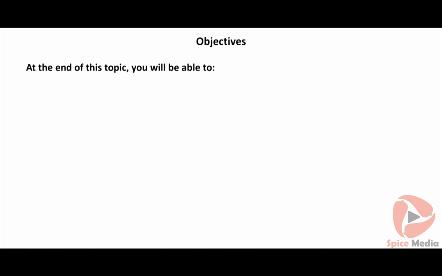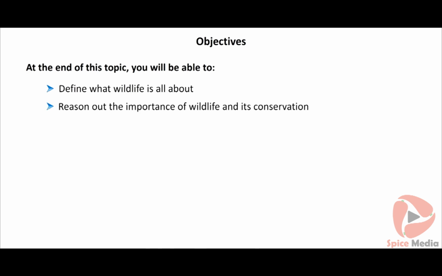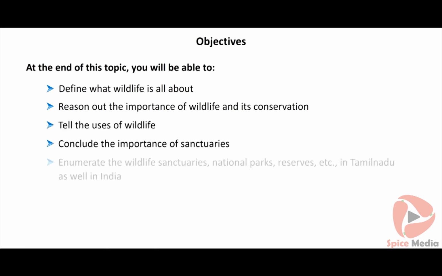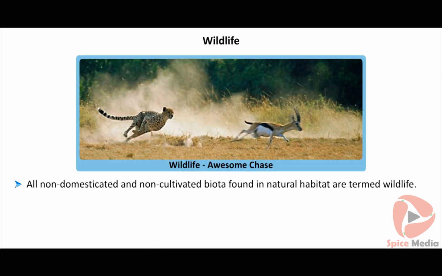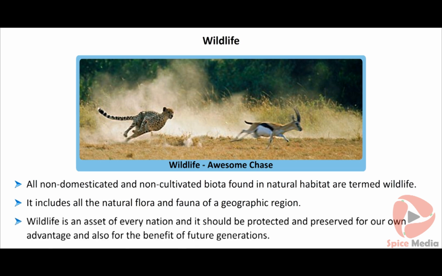At the end of this topic, you will be able to define what wildlife is all about, reason out the importance of wildlife and its conservation, tell the uses of wildlife, conclude the importance of sanctuaries, and enumerate the wildlife sanctuaries, national parks, reserves, etc. in Tamil Nadu as well as India. All non-domesticated and non-cultivated biota found in natural habitat are termed as wildlife. It includes all the natural flora and fauna of a geographic region.